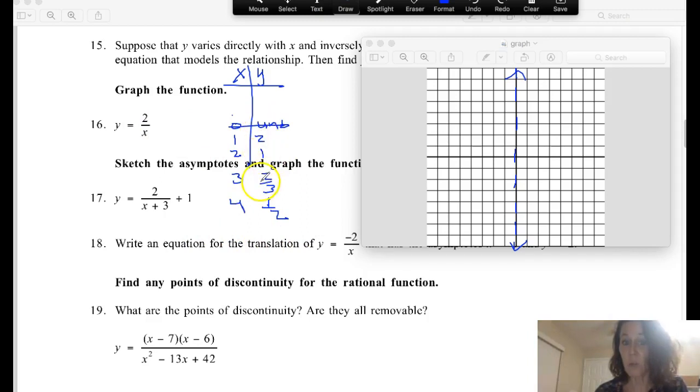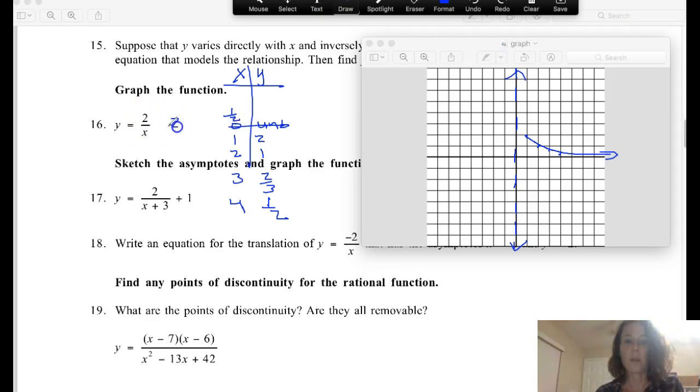It starts at 2, 1, so it's going to get smaller. If I go over 1, I go up 2. Over 2, up 1. Over 3, I go up 2/3. Over 4, up 1/2. And it's just going to get smaller and smaller and smaller. I can see that. Now what happens as I get closer to this 0? Well, I'm going to have to plug in some fractions. What happens when I plug in 1/2?